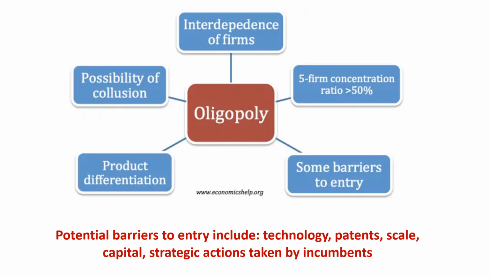There's usually some kind of product differentiation, sometimes not, but there should be some. In a lot of cases, there is product differentiation, although there can be homogeneous products in an oligopoly. Lastly, there's a possibility of collusion. So when there's a lot of large firms operating in a single space, there's the opportunity that they might speak to each other, and we'll be talking about that a bit later.